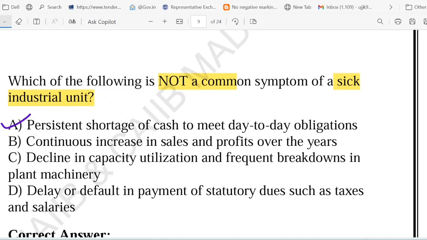Option B says continuous increase in sales and profit over the years. Yes, this is not a symptom. See, if sales and profit are continuously increasing, the unit is actually healthy and growing. So this is not a sick one. So option B is the correct answer to this particular question.